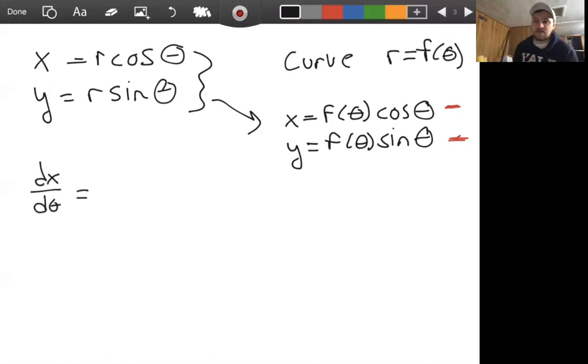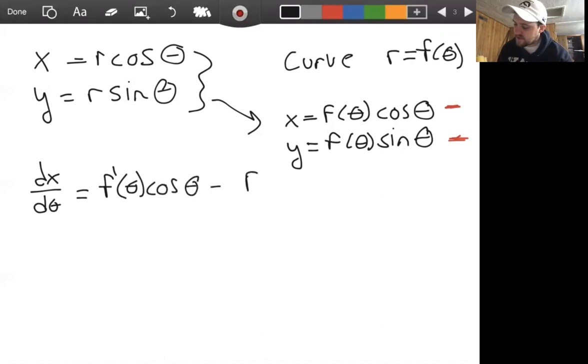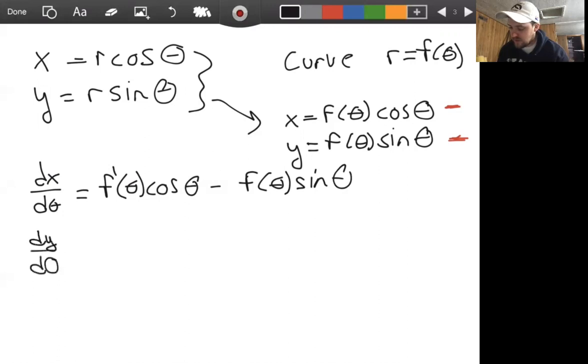Dx d theta: when we take the derivative here, f is a function of theta and cosine of theta is a function of theta, so this requires the product rule. Using the product rule, we see that dx d theta is going to be f prime of theta cosine theta minus f of theta sine theta, right? So now we have a formula for dx d theta. Similarly, dy d theta is going to be f prime of theta sine theta, again by the product rule, plus f of theta cosine theta.